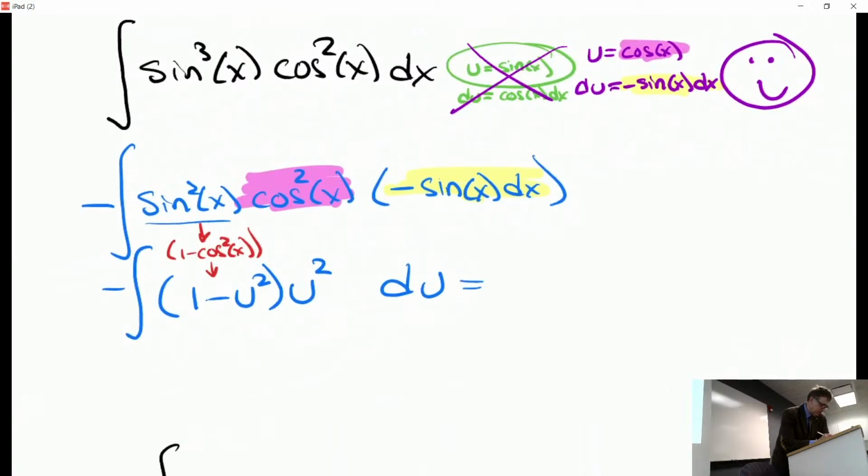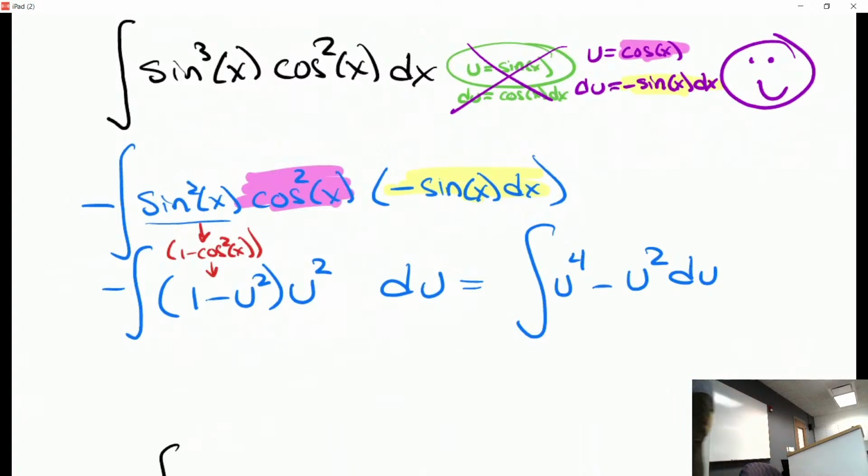Now that equals, let's see, the integral of u to the 4th minus u squared du. I'll just explain briefly the algebra I did. I multiplied through here, and then I was like, hey, I'd rather have the u to the 4th be positive rather than negative. So I put that negative back in here, and I got that. Now I can do that. This, in fact, all of you can do.